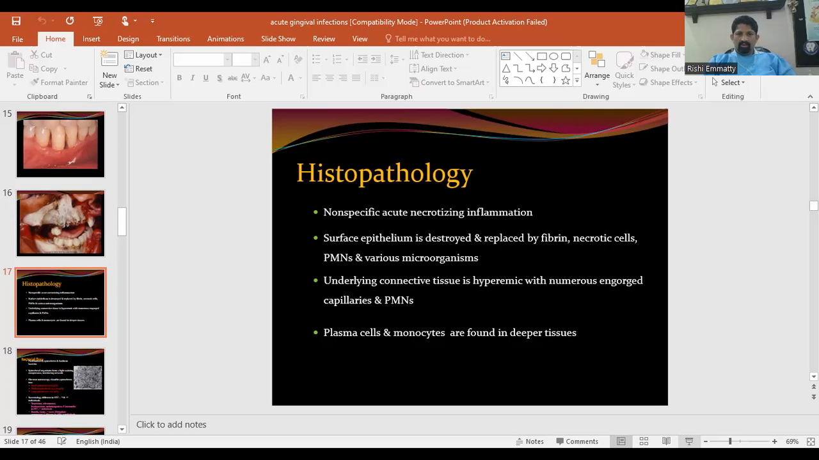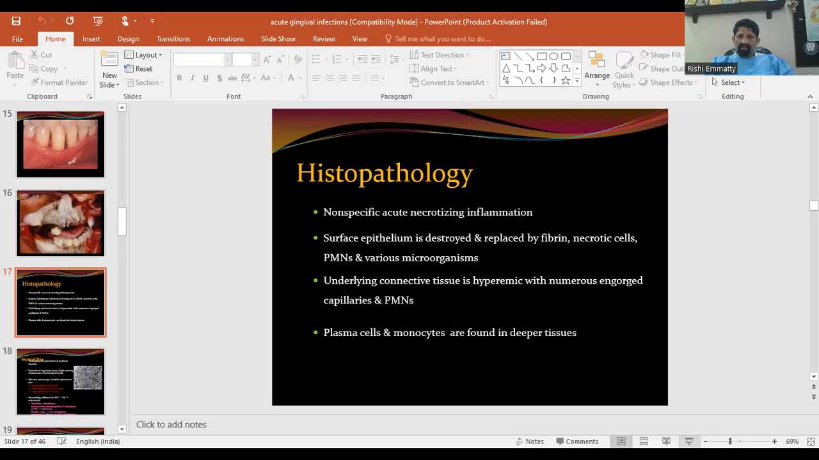Histopathology: non-specific acute necrotizing inflammation can be seen. Surface epithelium is destroyed and replaced by fibrin, necrotic cells, polymorphonuclear neutrophils, and various microorganisms. That is, the normal gingival epithelium is destroyed and replaced by fibrin, which means clot, and necrotic cells, meaning dead cells. Polymorphonuclear neutrophils are present because they are the first line of defense. Various microorganisms are there because of the infection of the tissues; the dead tissues are seen.